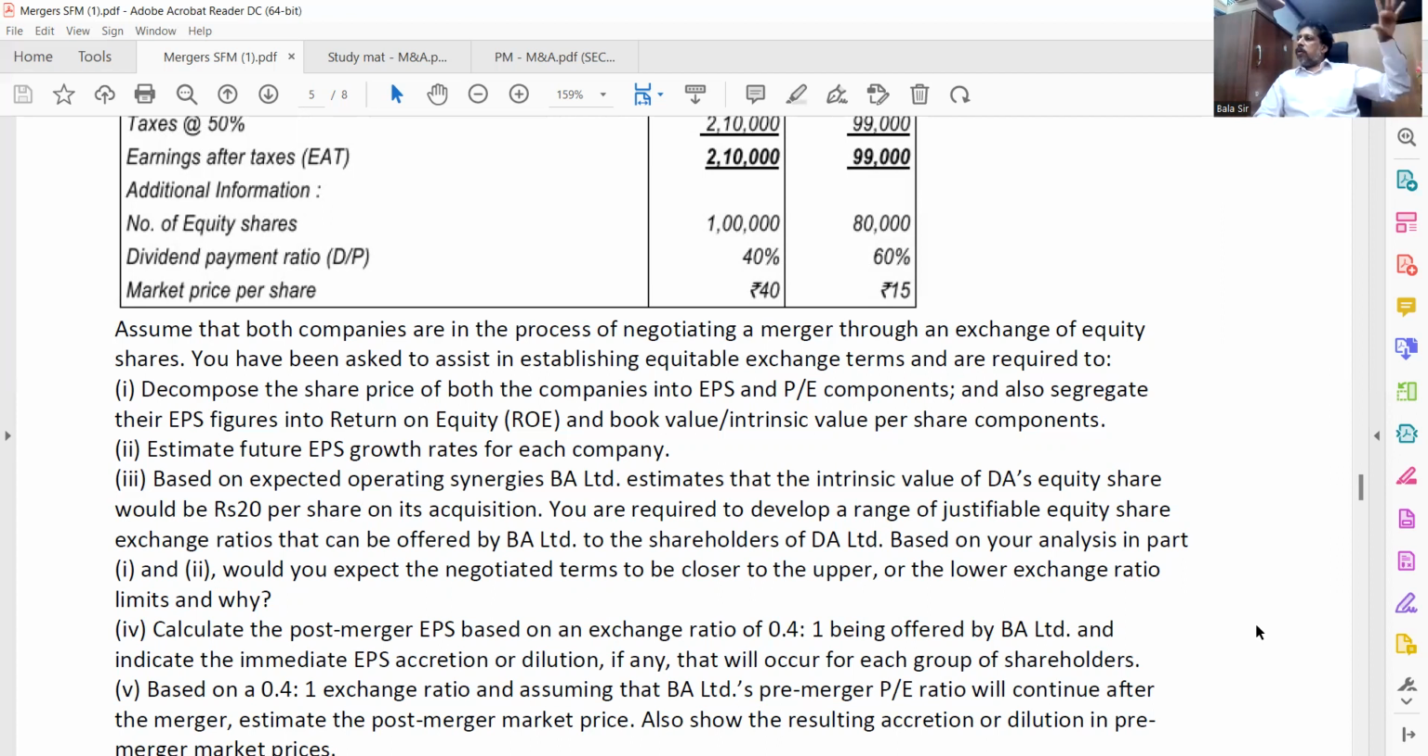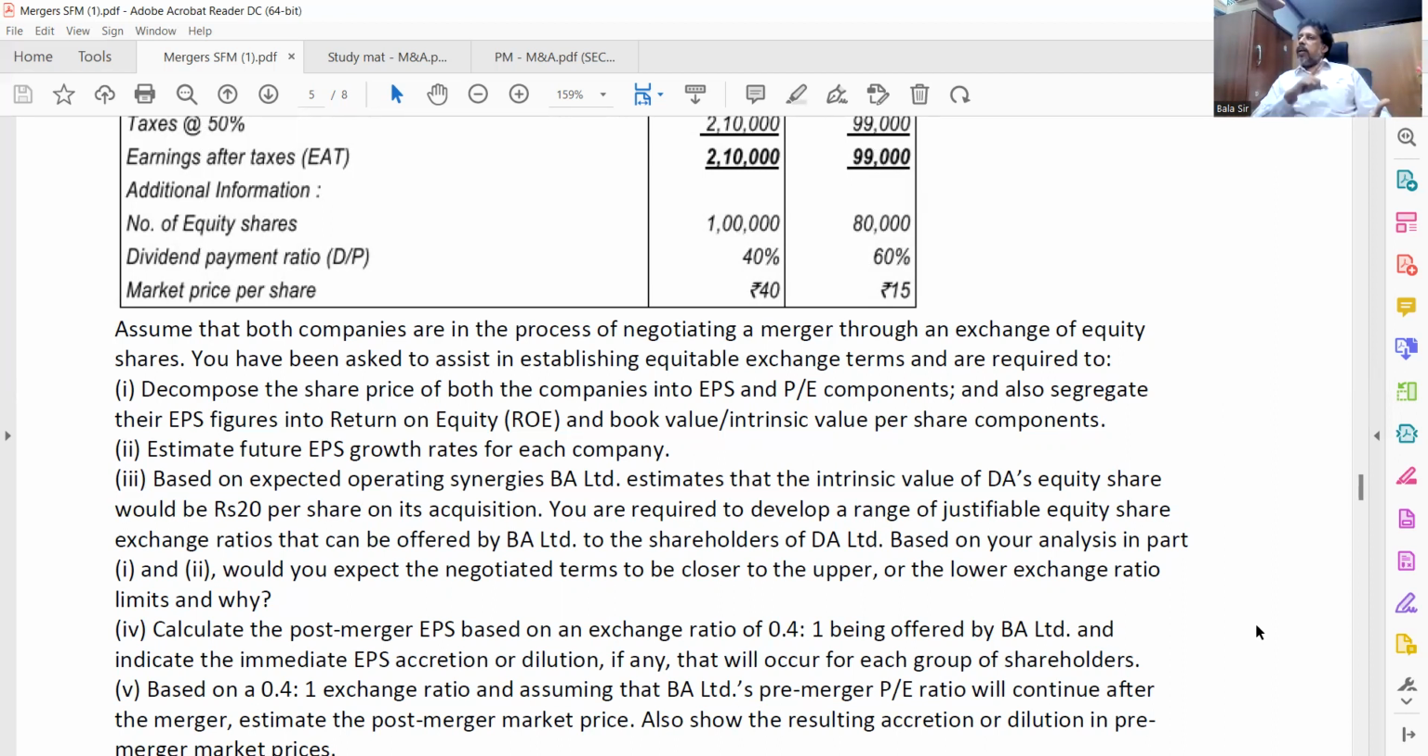So you take the profit, 2,10,000 and divide that by 1 lakh shares. How much you get? 2.1. It is rupees 2.1 is the profit or earnings per share. And we can do the same thing for your company as well.